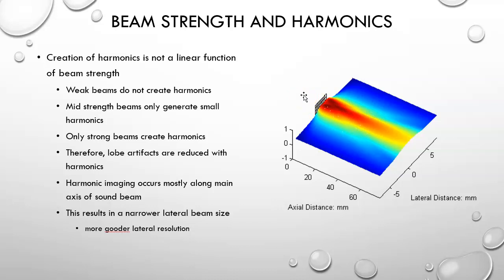So this is going to give us a lot of benefits. This is going to give us better lateral resolution because our beam width is narrower with harmonics. This is going to eliminate a lot of the side lobe artifacts or grating lobe artifacts. And so overall, it gives you a narrower beam and higher frequency. So those are generally things that are really good to have.